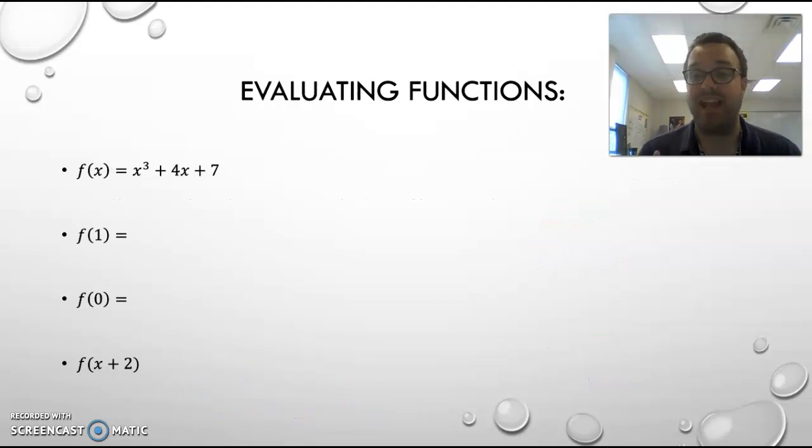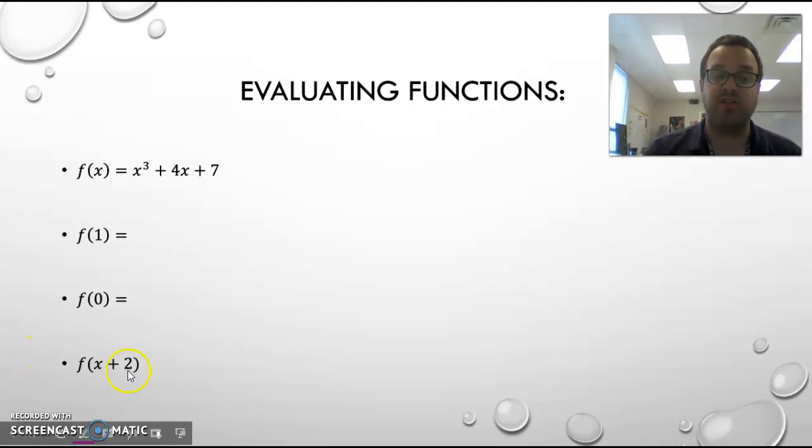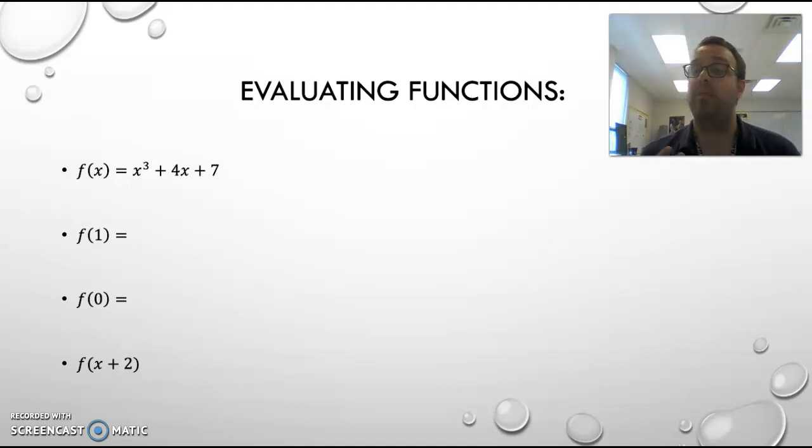Evaluating functions, again, like I just said, you're going to take those numbers, plug them in, and tell me what you get out. You also can plug other expressions in to get new functions. So in this case, I would just replace x with x plus 2, and then I would use that to get a new function. I want you all to go ahead and try these 3 problems here. I want you to plug 1 into this function, plug 0 into this function, and plug x plus 2 into this function and tell me what you get out from that. Go ahead, pause the video, and give that a try.